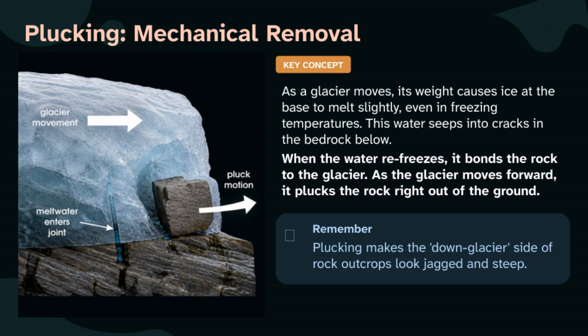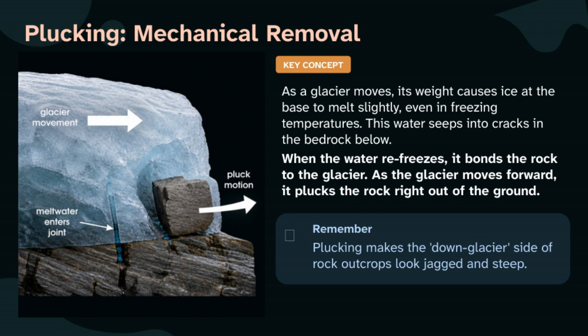Plucking is especially effective where the bedrock is already cracked or weakened, perhaps by freeze-thaw weathering. The slide reminds us that plucking often makes the down glacier side of rock outcrops look jagged and steep. That is because the glacier has ripped chunks of rock away as it moved over the surface. So, if we see a jagged, steep rock face in a glaciated landscape, plucking may be part of the explanation.